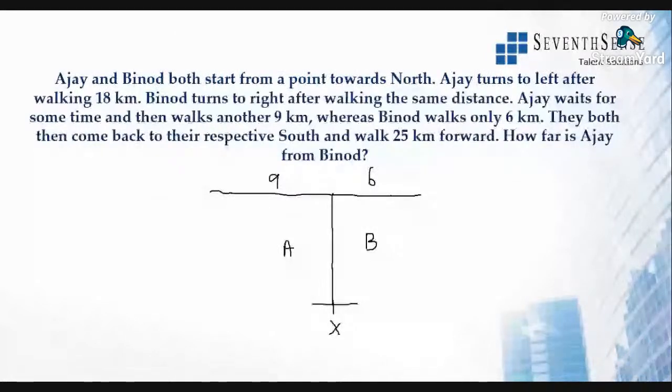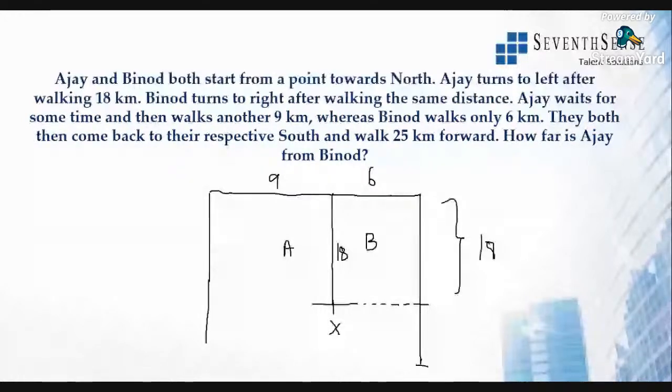Now what are they telling? Ajay waits, walks after Binod's 6 kilometers. They both then come back to the respective south. South in the sense this direction. They both come back to the respective south, walking 25 kilometers, till here. Till here it is how much? This is 18. So till here it is 18 kilometers. So they need to walk just an extra 7 kilometers to reach their end points.